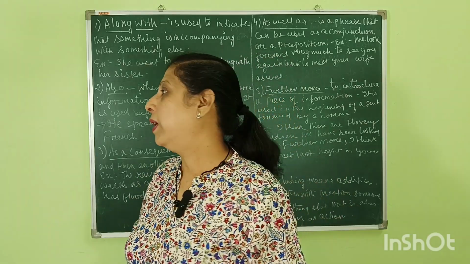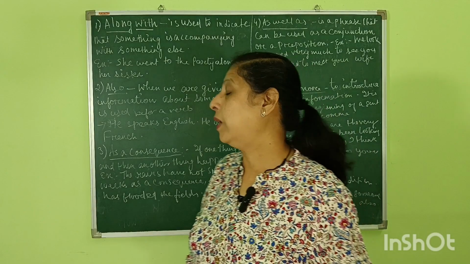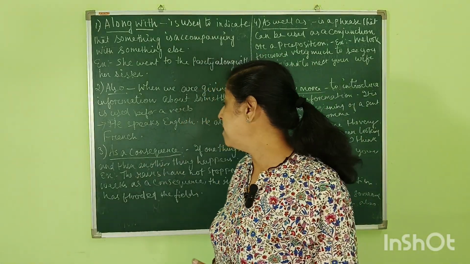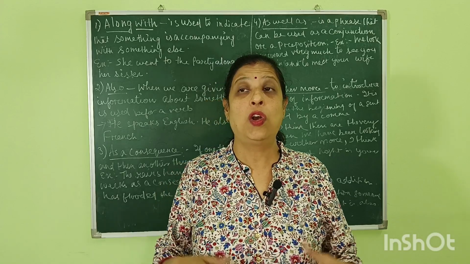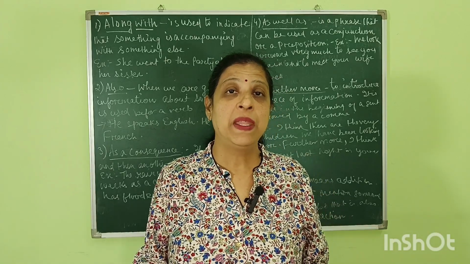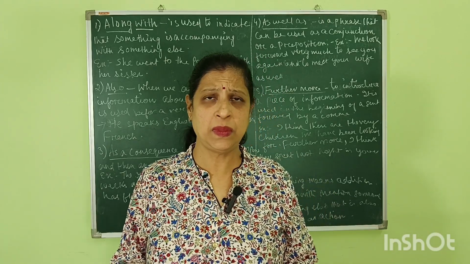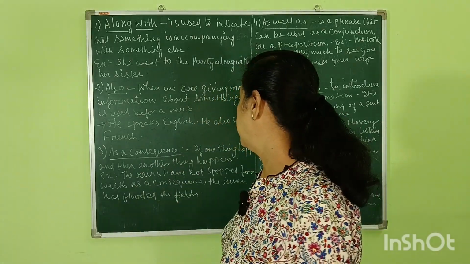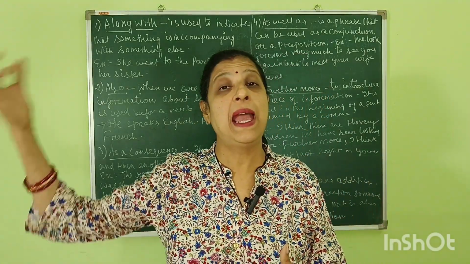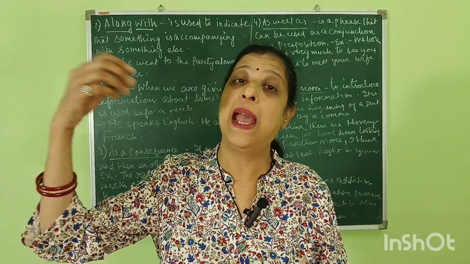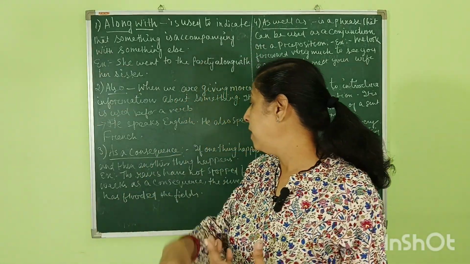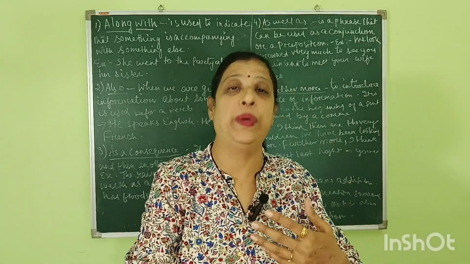Am I clear? Right. Now, next word that we can say is as a consequence. What is the meaning of consequence? Consequence means result. As a result. Okay. So as a consequence, if one thing happens, what is as a consequence? If one thing happens and then another thing happens related to it.